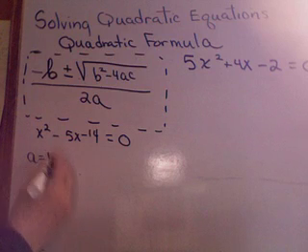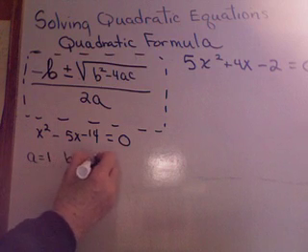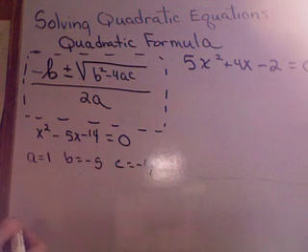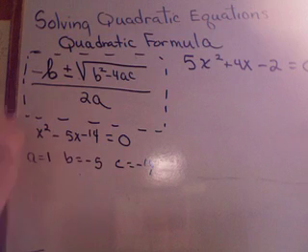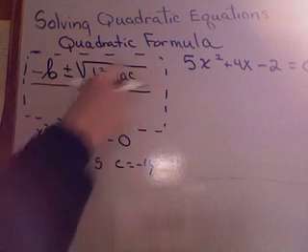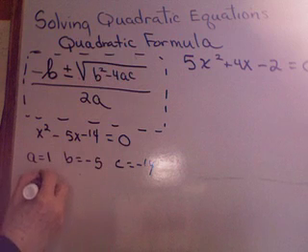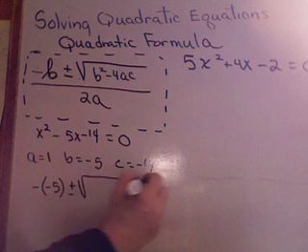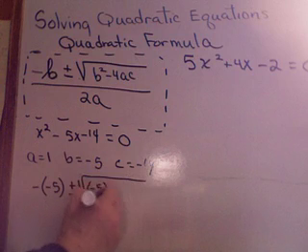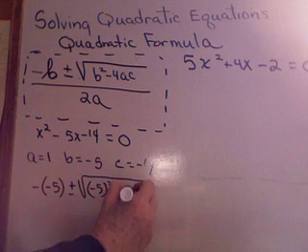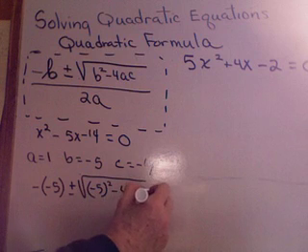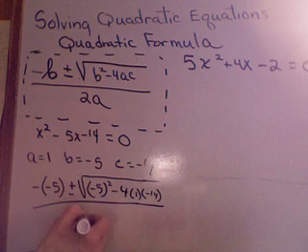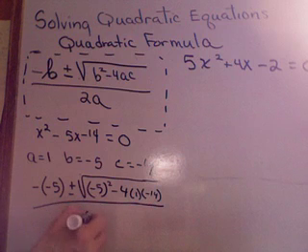A is 1, b is negative 5, and c is negative 14. Once you do that part, put these values into the formula. So I have a minus, and then I have b, which is minus 5, plus or minus the square root of b squared minus 4 times a times c all over 2a. Whoops, 2 times 1. I'm putting the numbers in.